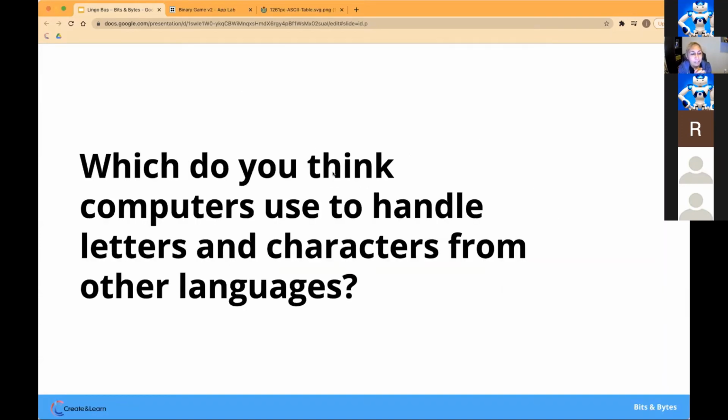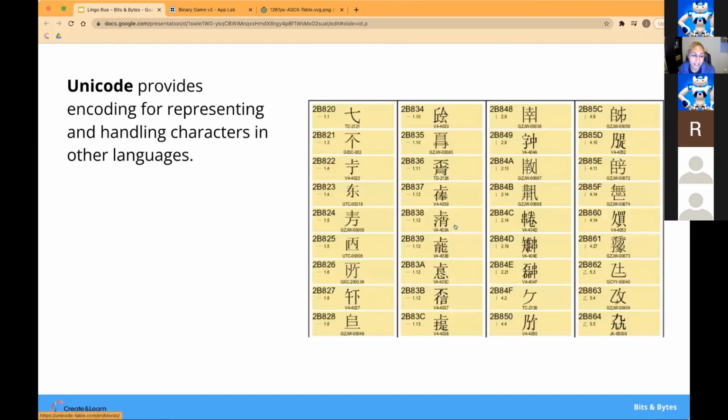Okay, so in the chat, you just saw an example of this, but let's see if you remember what it was called. Which one do you think computers use to handle letters and characters from other languages? Is it ASCII or Unicode? Very good. Unicode. Good job. Unicode lets us represent all the other languages and emojis and all that other stuff because ASCII can't do it.